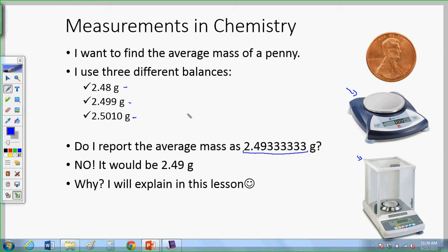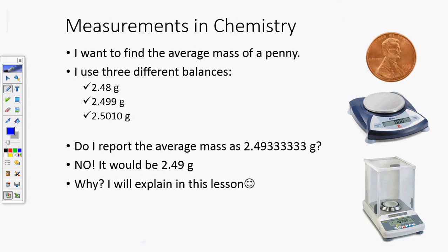If you take a look at my measurements, we were limited by the precision of the balance that only allowed us to have 2 decimal places. So for example, my balance over here that only had 2 decimal places is my least precise balance. Therefore, my average can be no more precise than my least precise instrument. And so because my least precise instrument had 2 decimal places, I'm only allowed to have 2 decimal places. So I'm only limited to reporting the average mass of the penny as 2.49 grams. So why all the rules? Well, we're going to explain why in this particular lesson.